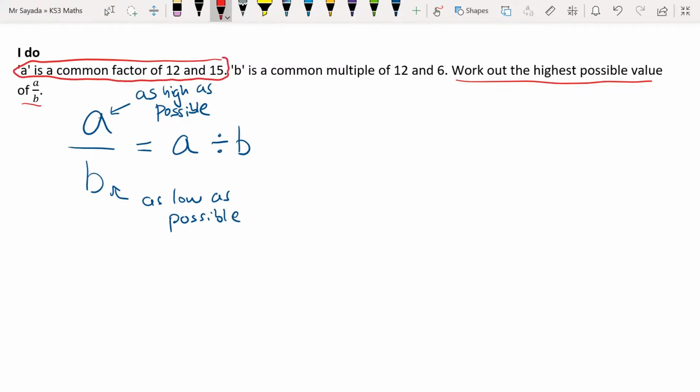But we want it to be, if you look over here, as high as possible. So we want the common factor of 12 and 15 which is as high as possible. So we want the highest common factor. We're going to need to find the highest common factor of 12 and 15. That will be A.